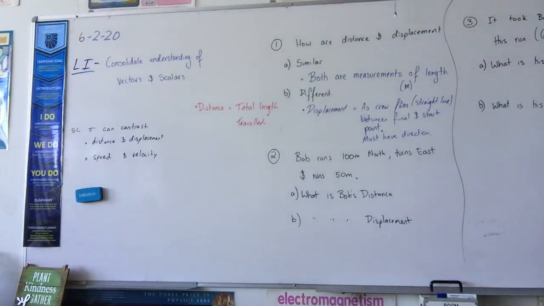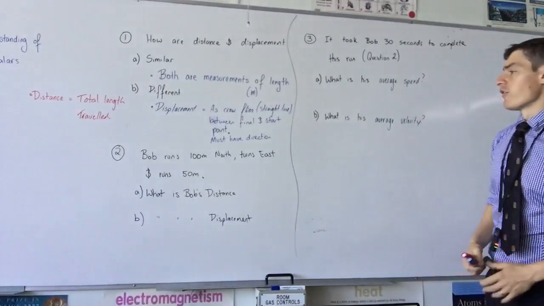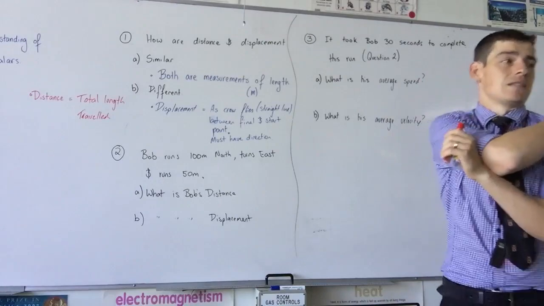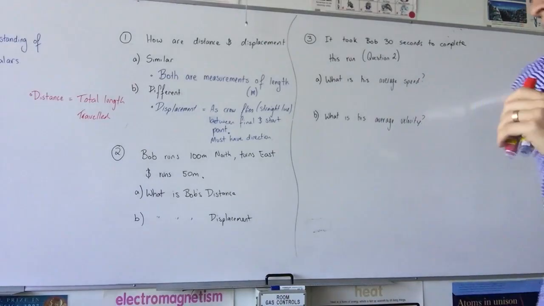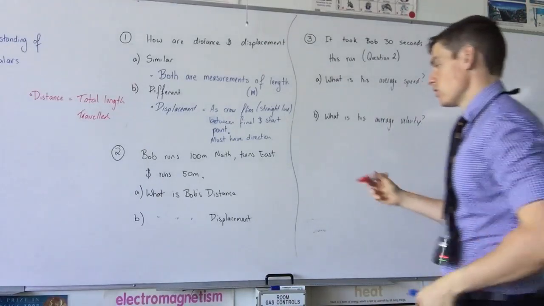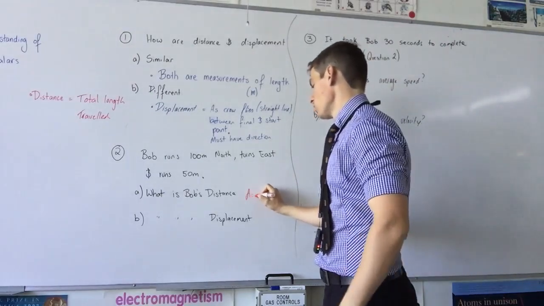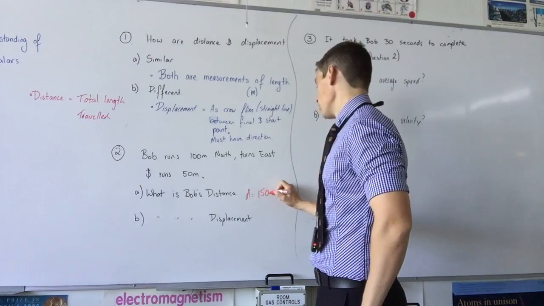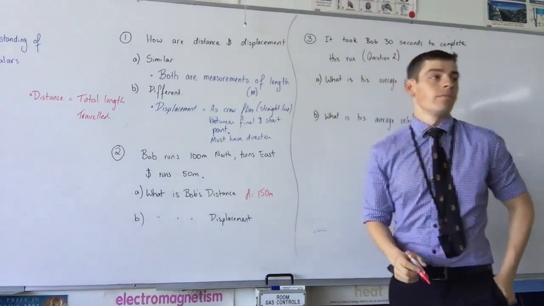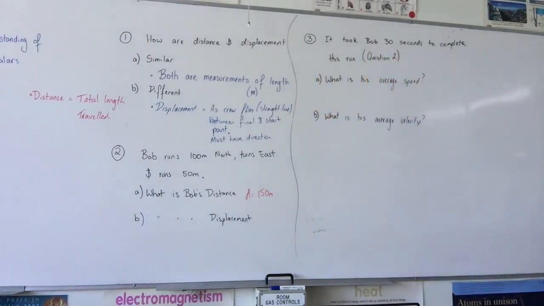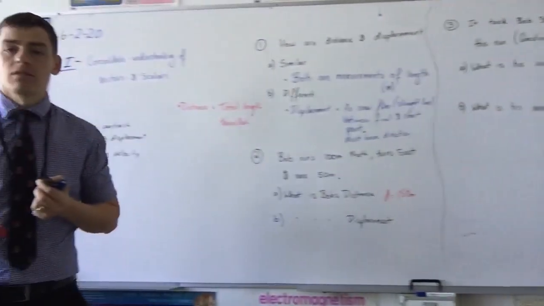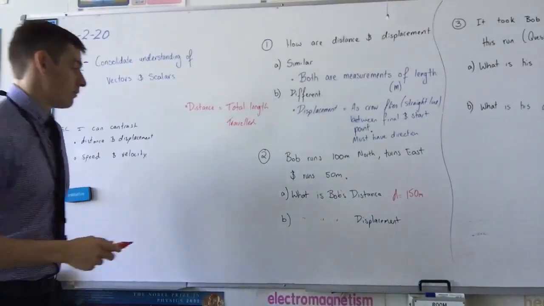So here I've got Bob runs 100 metres north, turns east and runs 50 metres. What is his distance? Distance equals 150 metres. I'm not going to write 100 plus 50 metres, you know how I did it. Easy, right? Displacement's a little bit trickier. What do we have to do for displacement? Logan? Pythagoras.